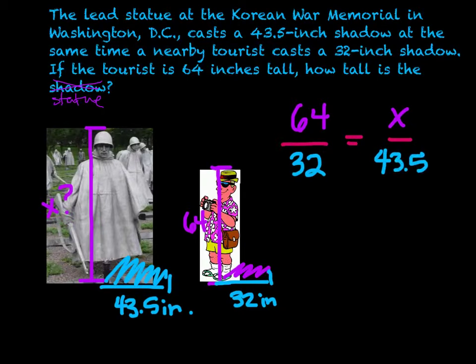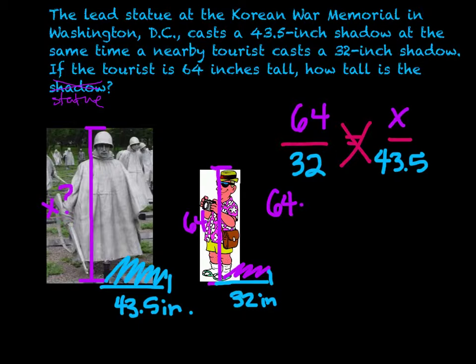So now we can either do cross products, or we can find a scale factor. So we could figure out a scale factor to go from 32 to 43.5. So we divide 43.5 by 32, and we'd have a number that we'd be able to multiply those two numbers by. And that's getting messy, so I don't actually want to do that. Instead, I'll do cross products. And while that is still messy, it's a little bit easier to deal with.